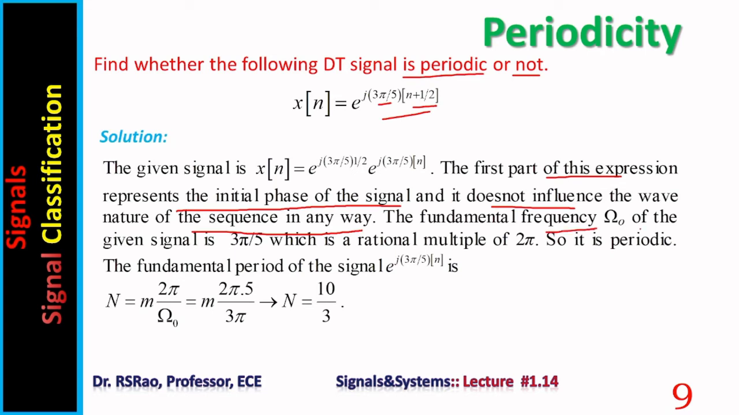The fundamental frequency omega naught of the given signal is 3 pi by 5, which is a rational multiple of 2 pi. So it is periodic. The fundamental period of the signal e power j 3 pi by 5 n can be determined using N equals m 2 pi by omega naught. So N turns out to be 10 by 3.